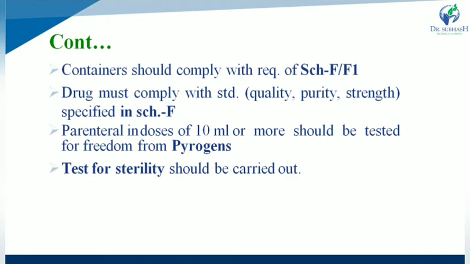In case of parenteral dosage form, parenterals in a dose of 10 ml or more should be tested for freedom from pyrogens. So if a parenteral dosage form is available in 10 ml or more than 10 ml, it is tested for pyrogens, that means whether the dosage form contains pyrogen or not. The pyrogen test is performed on all parenteral dosage containers, and a test for sterility should also be carried out in case of biological drug substances.